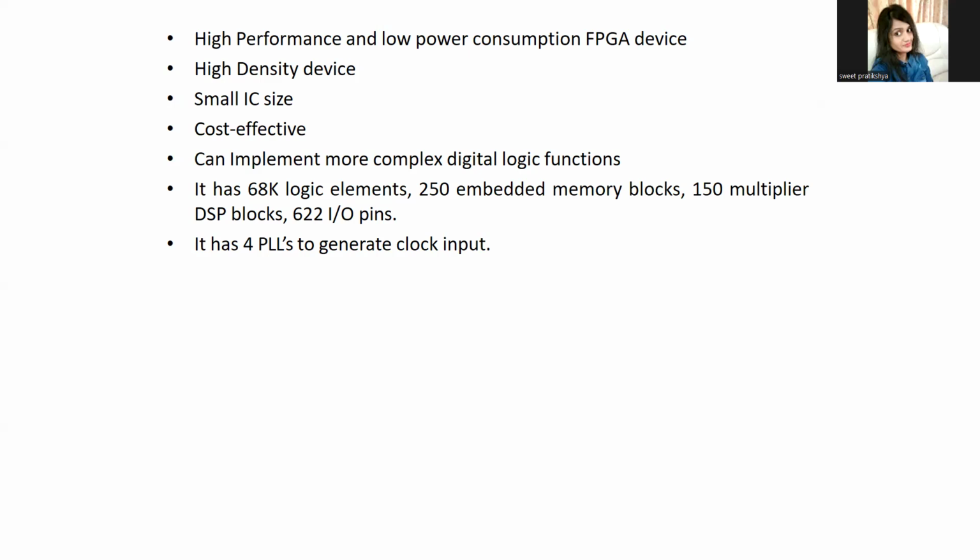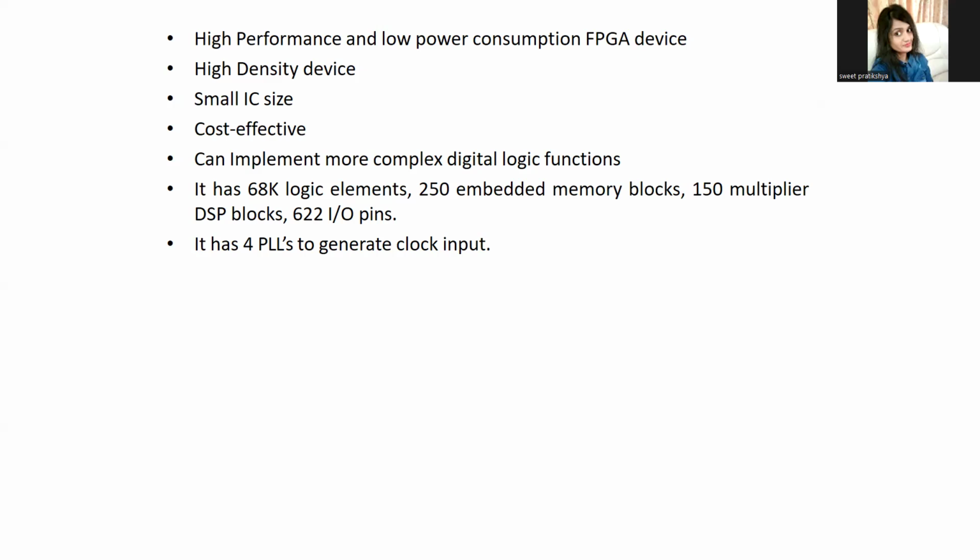Also, it contains 68,000 logic elements, 250 memory blocks, and 150 DSP blocks, which can support large scale digital systems. That means it can hold more data and storage as compared to other FPGA architectures. And there are 622 input output pins, which give flexibility to connect with many peripherals or many systems. So at a time we can do more and more processing of algorithms in the Cyclone 2 architecture.